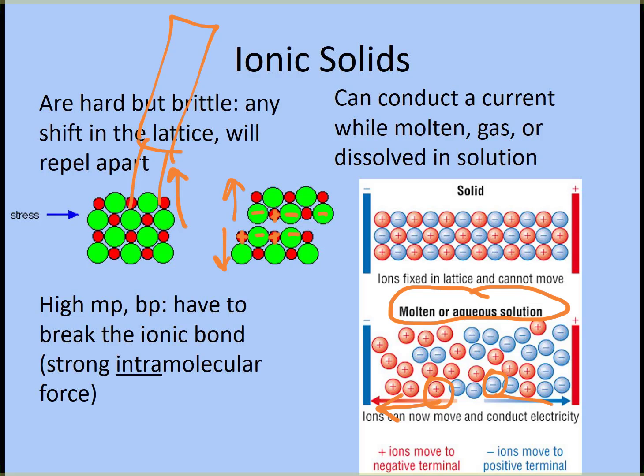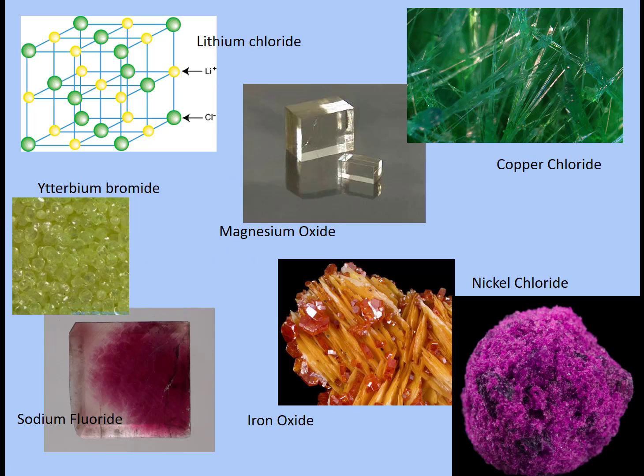Besides dissolving ionic solids, you could also melt them. That means melting them down, and that would also free their cations and anions. Ionic solids have very high melting and boiling points, and that's because you actually have to break the ionic bond in order to melt it. Here are some different pictures of ionic solids, so you can see that repeating unit cell structure.